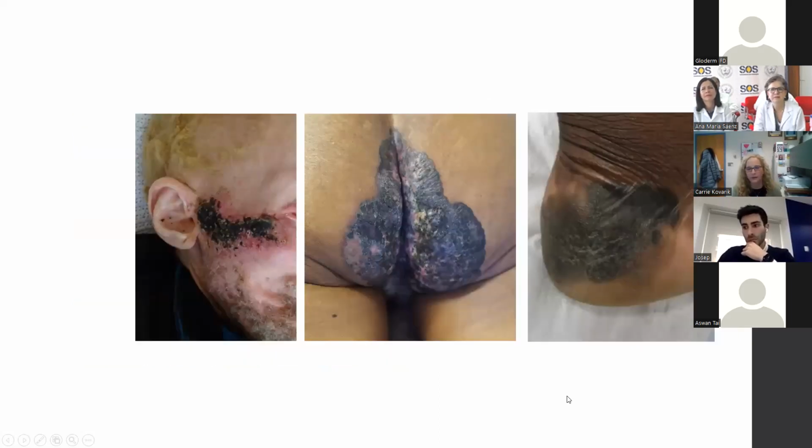Here's a couple pictures of neoplasms. This is a large basal cell in a patient with albinism that's sort of pulling down on his eye. This is a large pigmented Bowen's, but you can see the scalloped border here. This is a large acral melanoma.